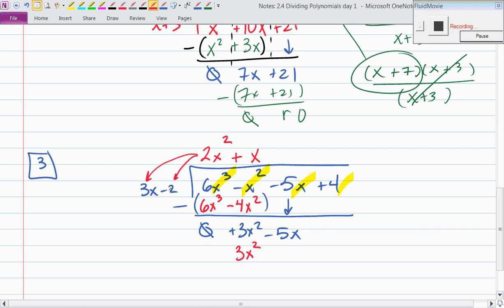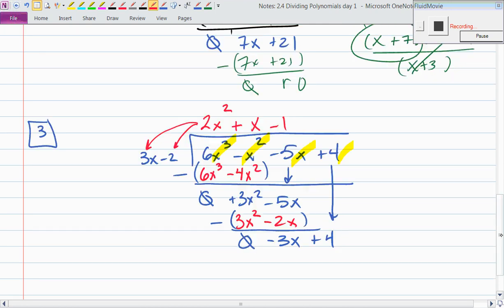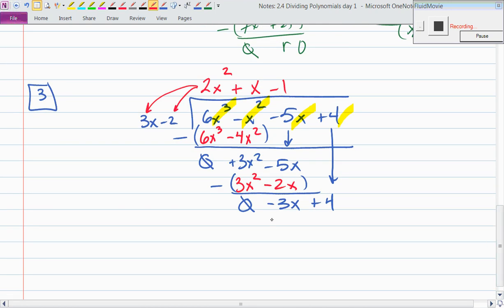x times negative 2, negative 2x, good. And then we're going to subtract. 3x squared minus 3x squared, that gives me nothing. Negative 5x plus 2x is negative 3x, good. And bring down the plus 4. Can 3x go into negative 3x? It sure can. How many times? Very good. Negative 1. You guys are getting this. Negative 1 times 3x, what does that give us? Negative 3x. Negative 1 times the negative 2? Positive 2. Draw a line. Subtract. We get nothing. And then 4 minus 2 is... yeah, so we have a remainder of 2.